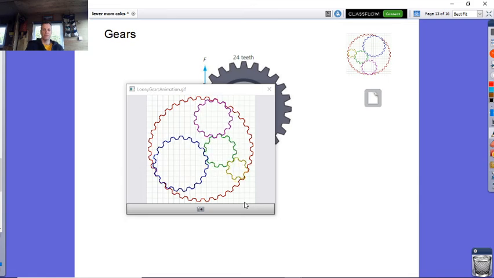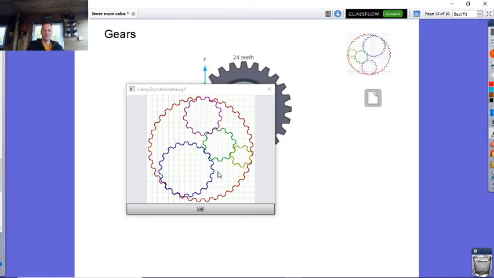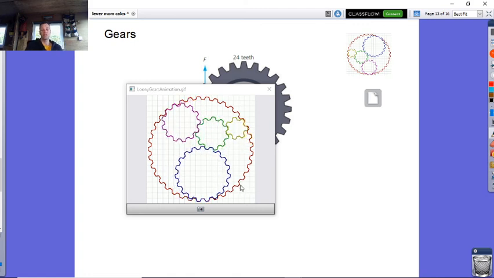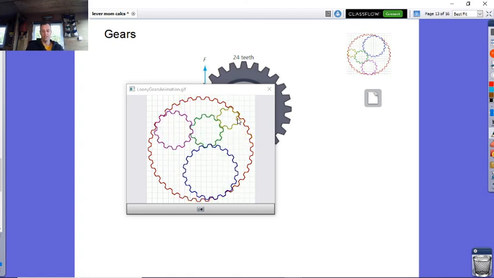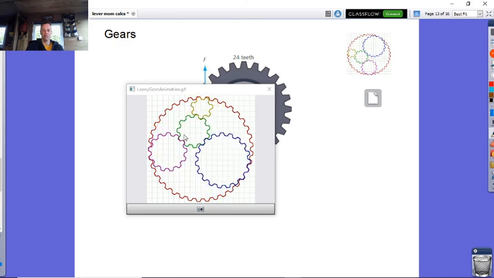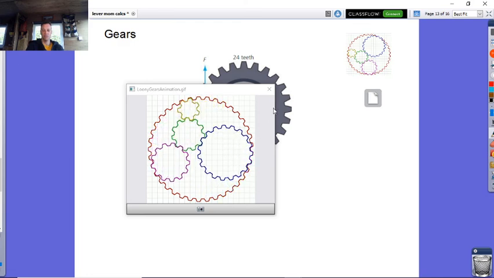This one's really freaky. You've got an outside gear, and you've got 1, 2, 3, 4 gears turning inside. I actually include this because it looks quite freaky. But again, you can see this one is turning the fastest, and then they slowly slow down until this one is going the slowest here.